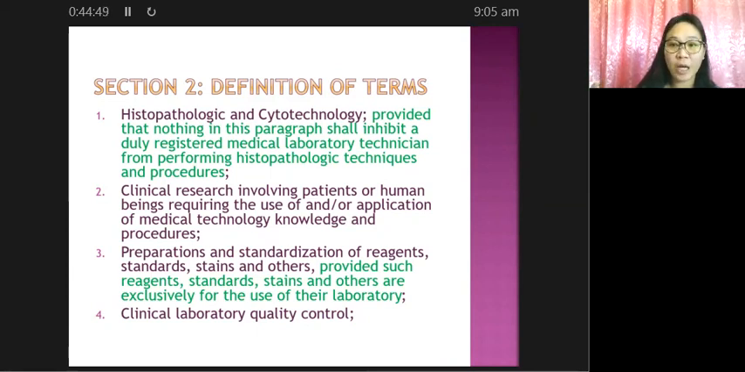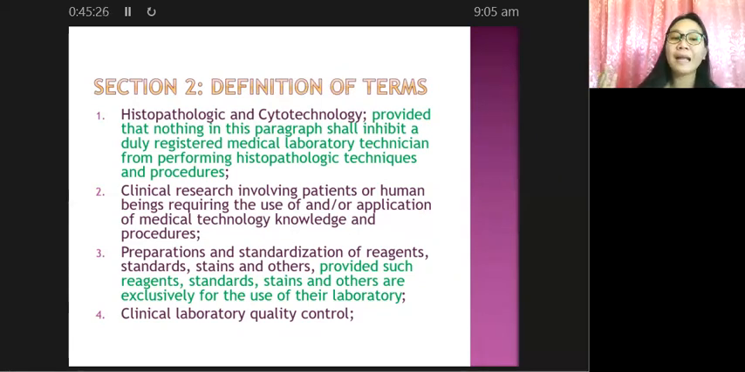The work of a technician is different from the work of a medical technologist in relation to these particular procedures. We have your histopathologic and cytotechnology. That's the importance of this particular provision of the law. There is a delineation as to the work of a medical technologist from that of a medical laboratory technician, which we will be discussing also as part of section 2 later.